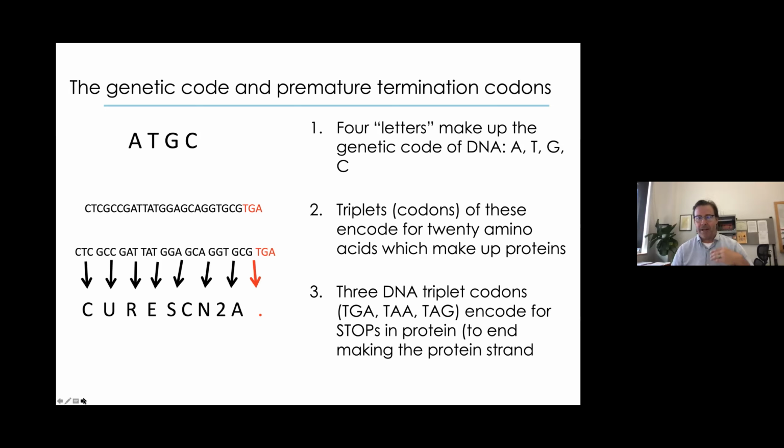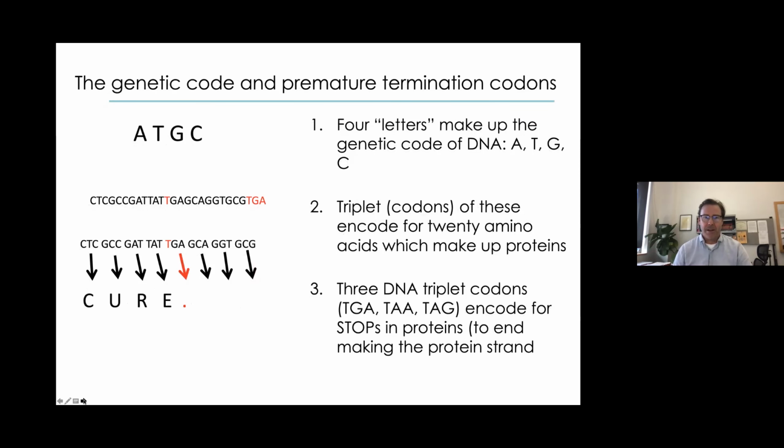But if you have a type of mutation that inactivates this system, if you go to the next animation, what if you have that TGA all of a sudden in the middle of the sentence, where we have a mutation that makes this middle codon now a TGA as opposed to the end?